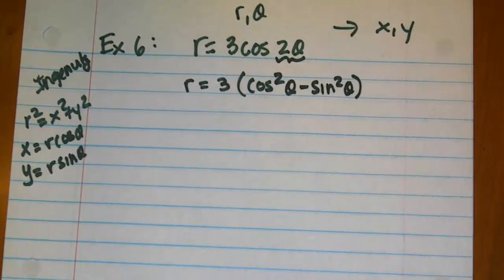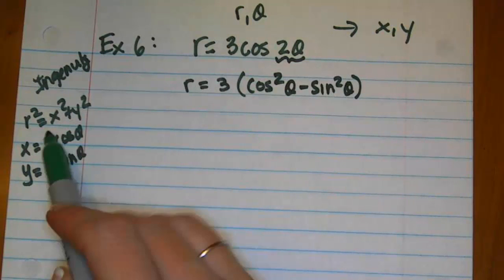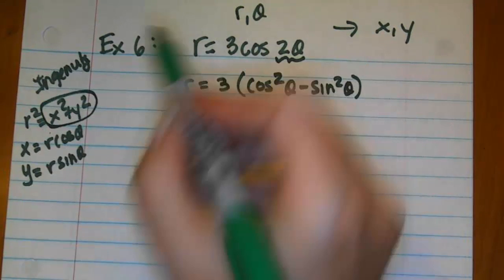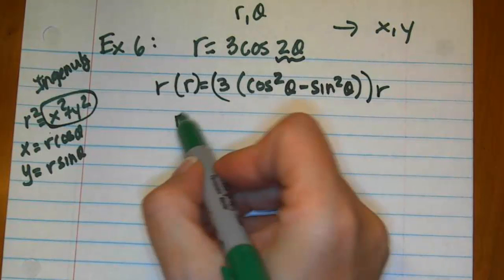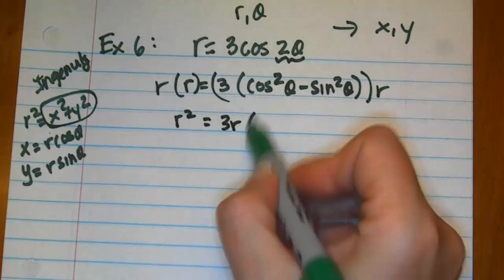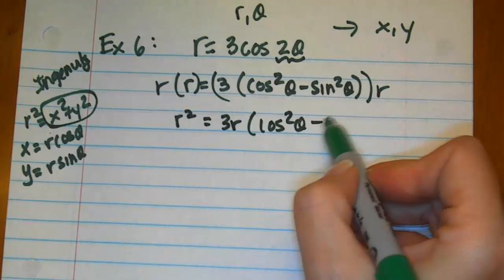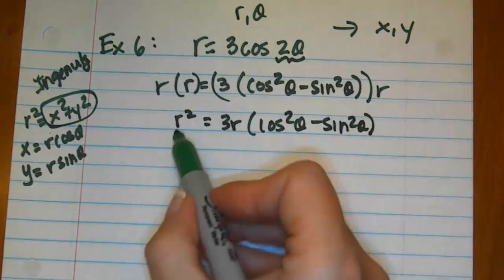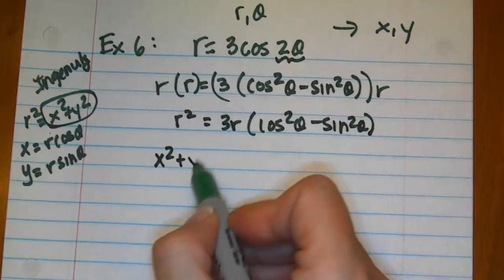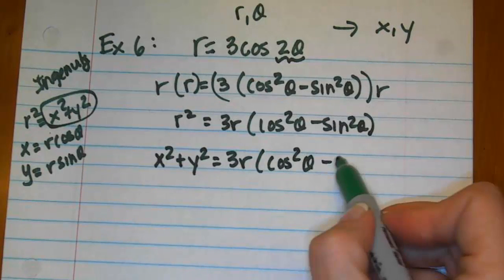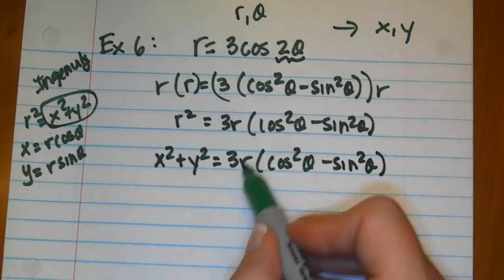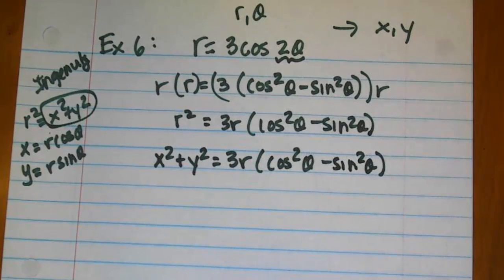All right, so here's what I'm thinking. If I make this an r squared, I can substitute in an x squared plus y squared. So I'm going to go ahead and multiply both sides by r. So I get r squared is equal to 3r times cosine squared theta minus sine squared theta. And I can go ahead and substitute in x squared plus y squared. But here's my problem, friends. I still have thetas over here, and I still have r's over here. So I am not done.